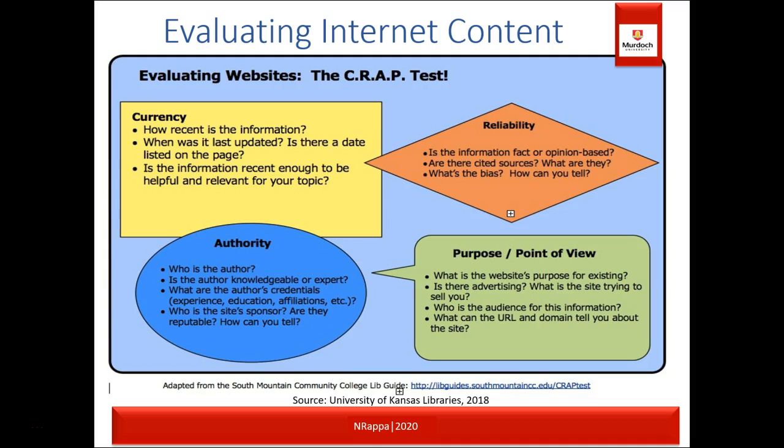And lastly, the purpose or point of view. What is the website's purpose for existing? Is there advertising? What is the site trying to sell you? Who is the audience for the information? And what can the URL or the domain tell you about the site? These are the questions you're going to ask yourself when evaluating content on the internet, and we are going to use the CRAB test when we are doing our weekly assessment activity.